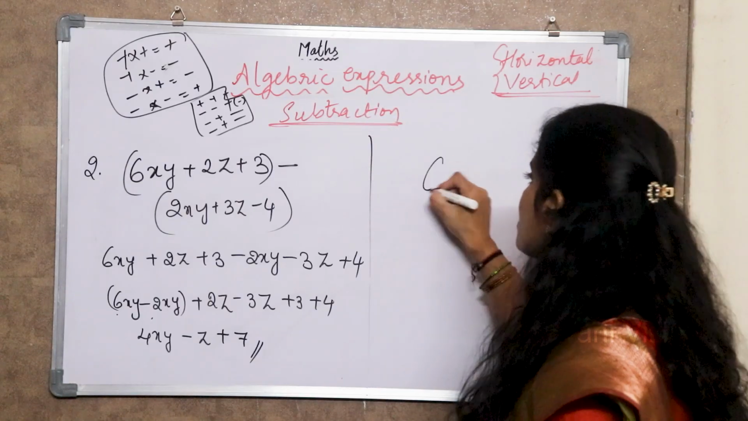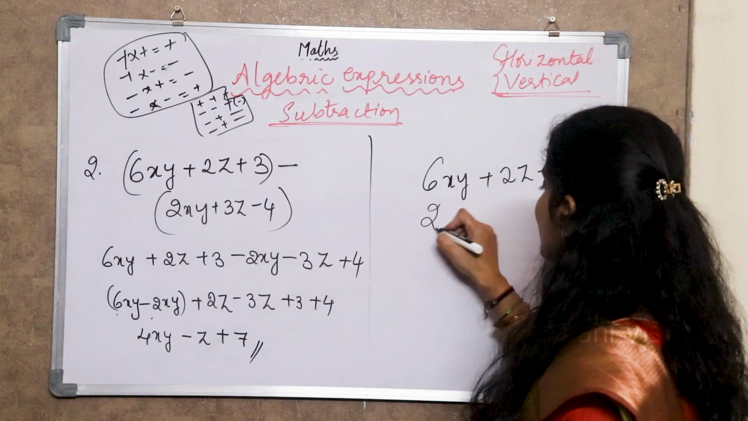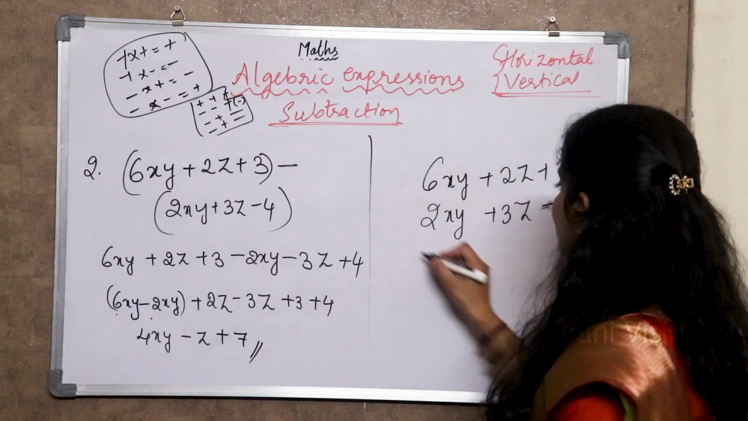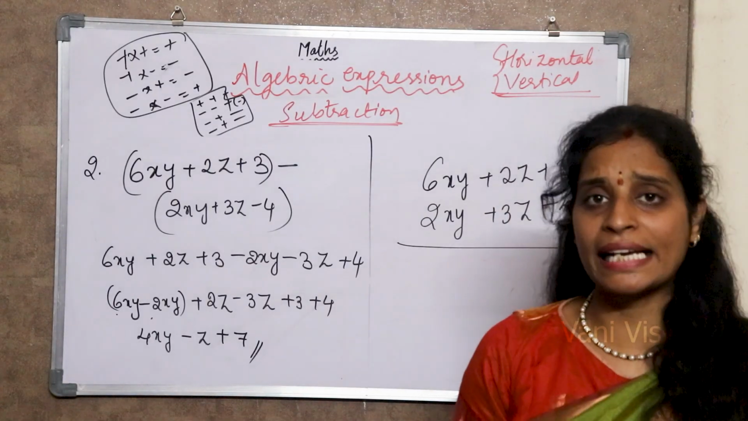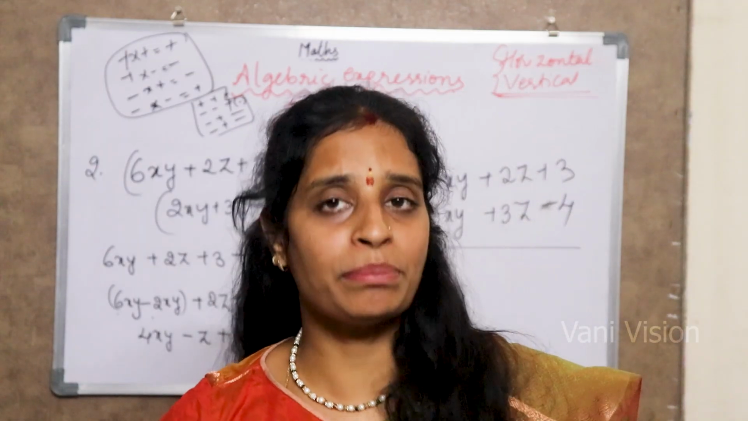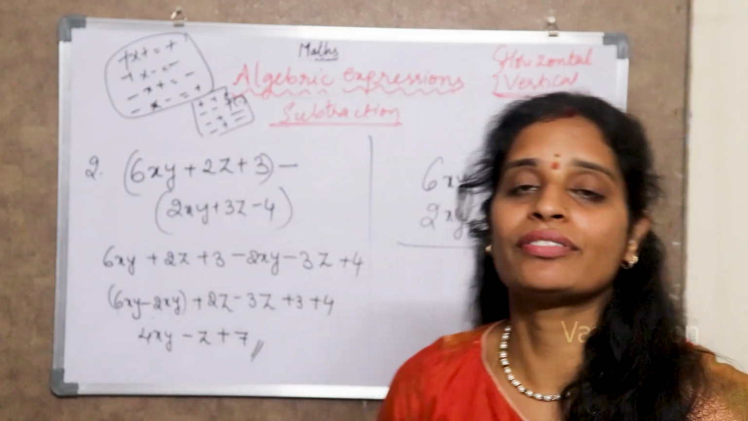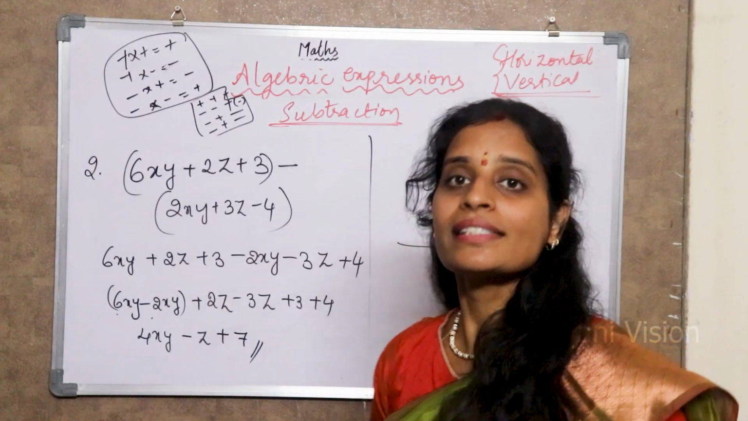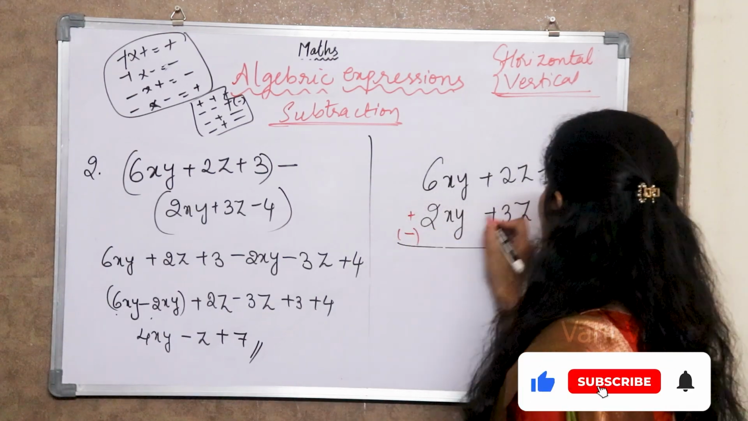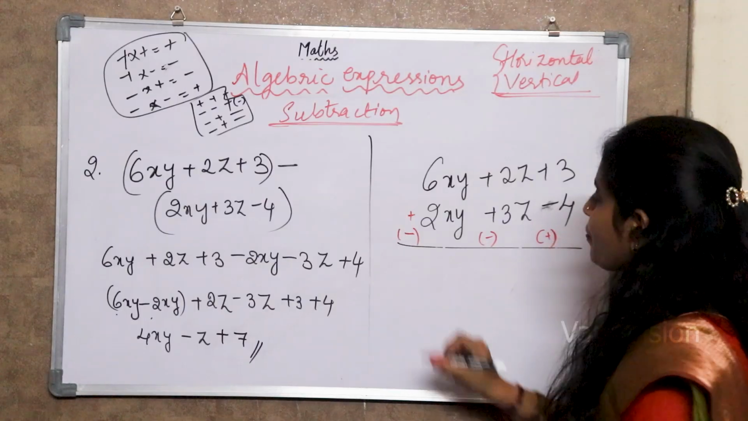Vertically we will see 6xy plus 2z plus 3. What is our second expression? 2xy plus 3z minus 4, right? Now, what did I say? What to change in the subtraction? We have to change the symbols of the down, second expression. So now it is plus, right? It becomes minus. Now it is minus. What happens to it? It becomes plus.